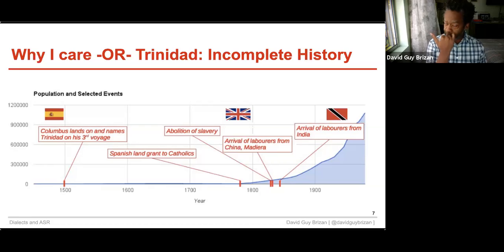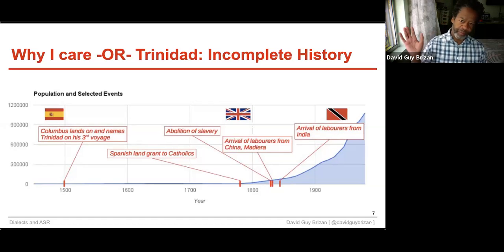So in the late 1400s, Columbus actually landed in Trinidad, and he discovered it and named Trinidad on his third voyage. He named it for the Holy Trinity because there are 3 mountain ranges. So he landed in Trinidad, named it, and the Spanish controlled Trinidad for the next like 250 years, give or take.